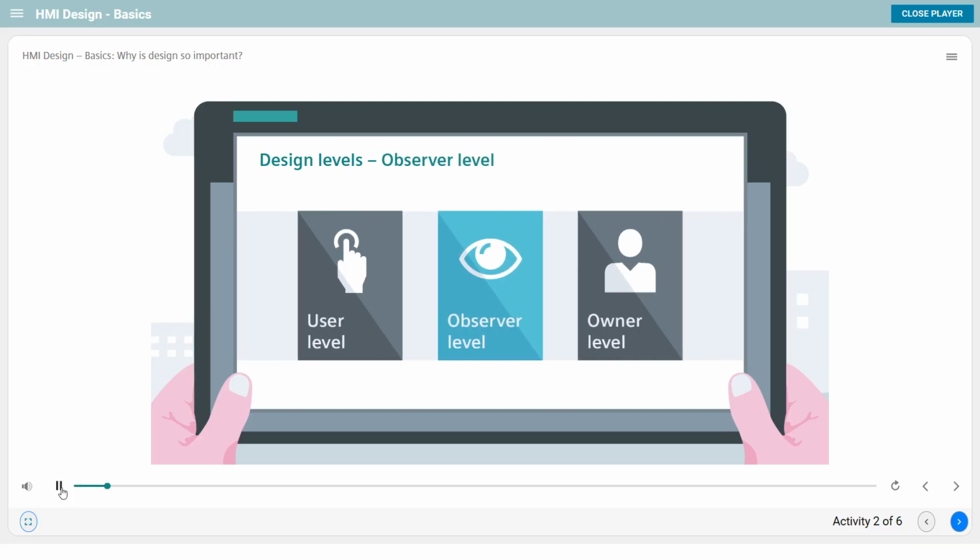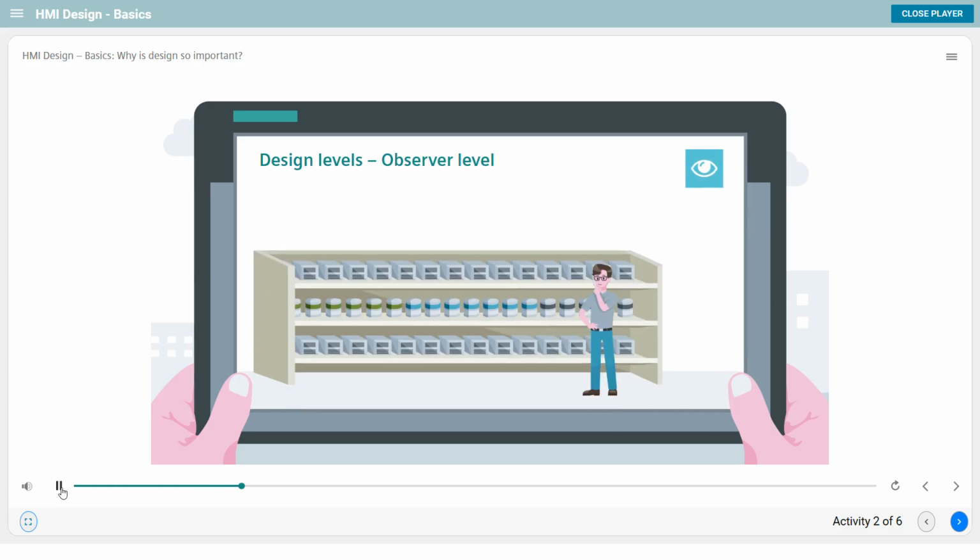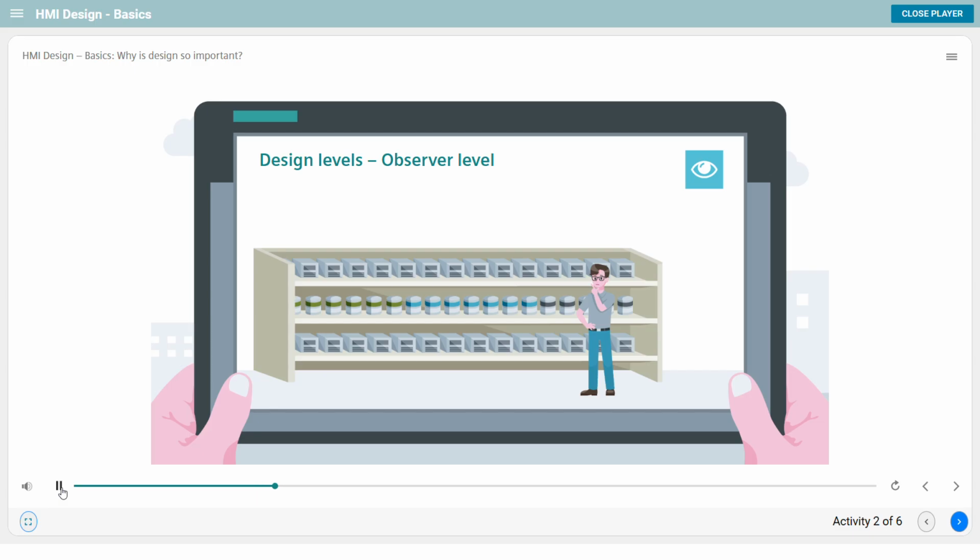Example 2. The visual observer level. Mainly, the observer level includes a product's aesthetics and visual appearance. Let's accompany Ingo to the supermarket. He's standing in front of shelves containing both low-fat and organic products. Which products are low-fat and which are organic?